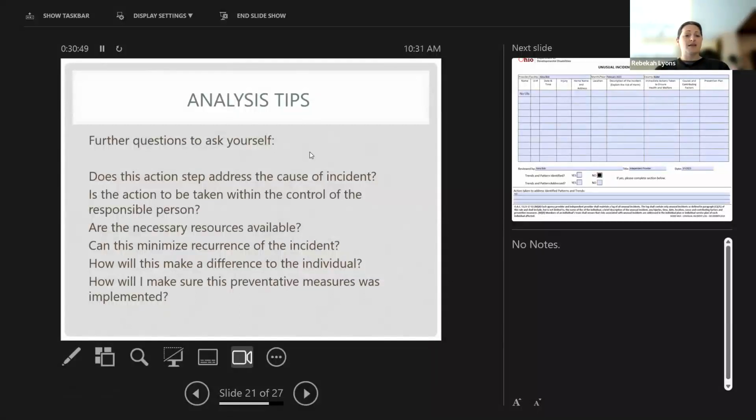Are the necessary resources available? You want to ask, does this actually minimize recurrence of the incident? How will this make a difference? And how will I make sure that this was implemented?